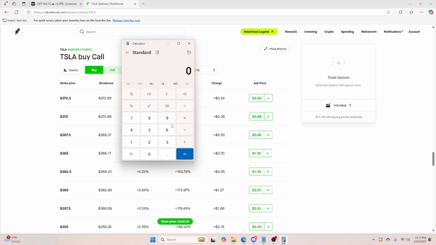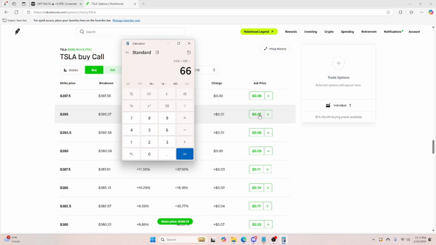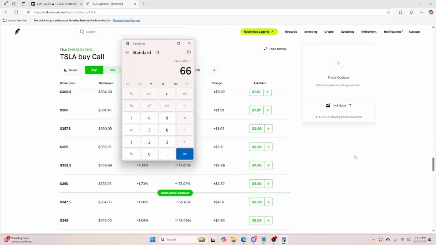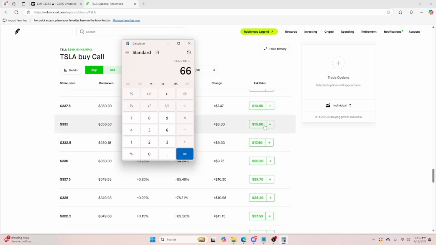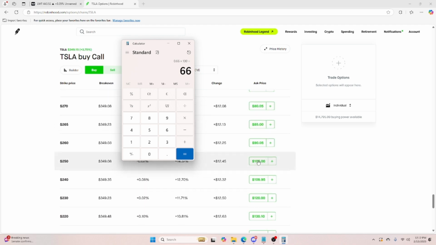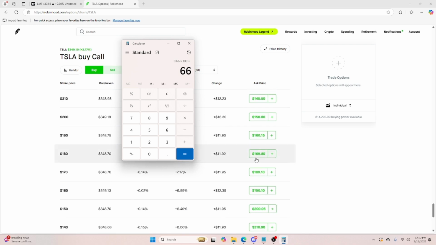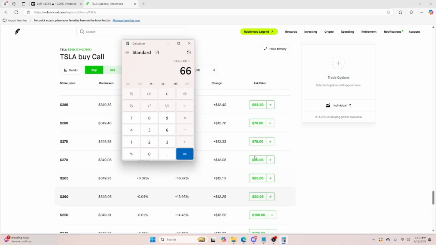So if it's 0.66, you multiply it by 100, so $66, okay? $7 right here, this contract's worth $7. We scroll down, this contract's worth $1,500. We scroll down, this contract's worth $10,000. It's not too hard. You just multiply it by 100, and at the bottom here, this contract would be $25,000. So it's not too hard to do the math on it. You just multiply by 100.